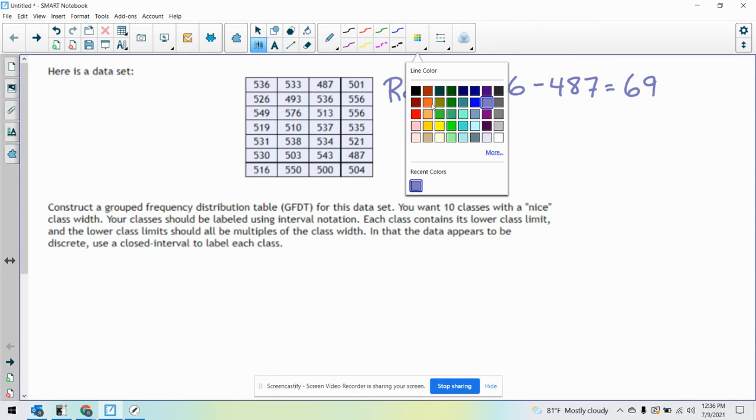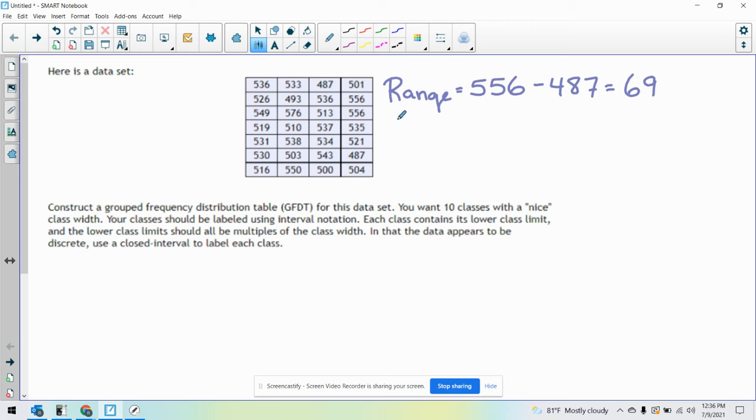So the next step is to take your range and divide it by 10 because we want 10 classes. So I'm going to take 69 and divide by 10, which is going to give me 6.9. Let me just double check my numbers, make sure that's all good. 487 and 556. Okay, so this is not a quote unquote nice number.